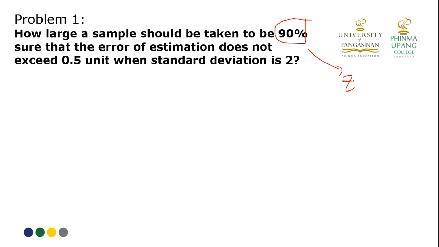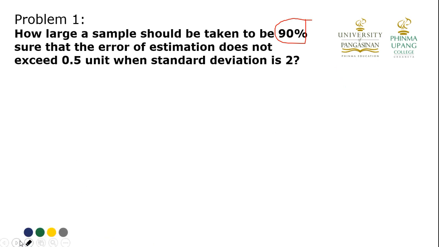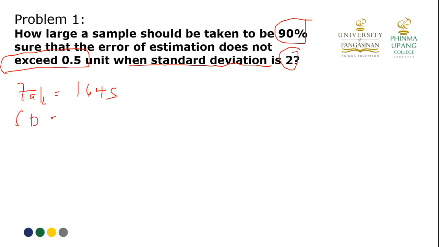So, this is the Z value. Let's put here, Z value is equal to 1.645. And ensure that the error of the estimation does not exceed 0.5 when standard deviation is 2. As you can see, there is a standard deviation here, which is 2, and the margin of error now is 0.5. So, you're going to use the first formula for the estimation of population mean.